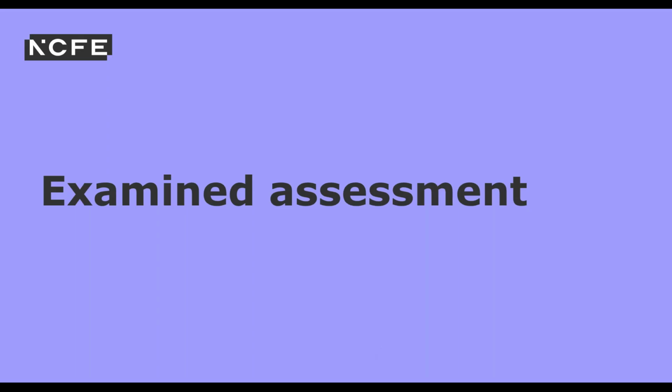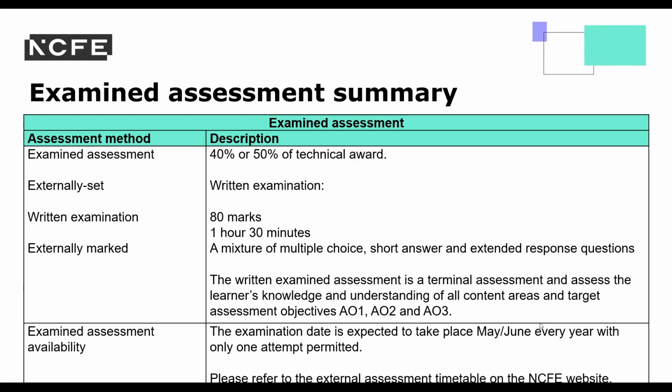So I'd now like to provide you with some more detail about the exam assessment, including the sample assessment materials that are available. To summarise, the external assessment, or the EA, is 40% of the technical award for all subject areas except for child development and early years and health and social care, where it's 50% of the technical award. It is a written examination that is externally set by NCFE. Learners have 1.5 hours to complete it, and it's graded out of 80 marks. There is a mixture of multiple choice, short answer and extended response questions, and it targets assessment objectives AO1, AO2 and AO3. The examination date is May/June every year, and there is only one attempt at the exam assessment.